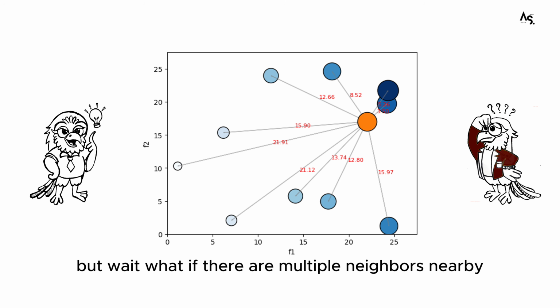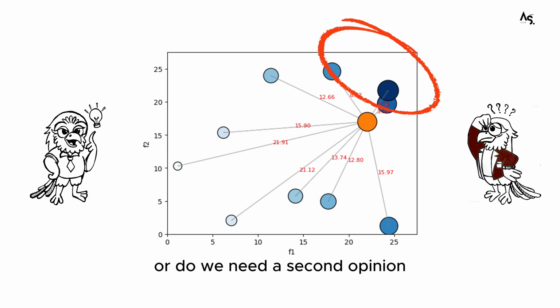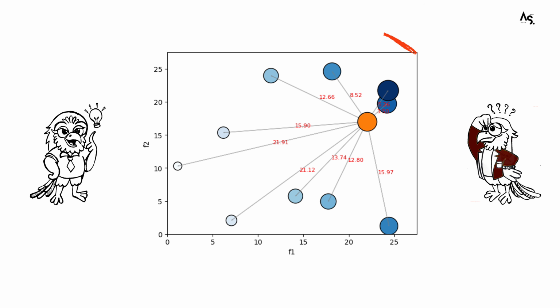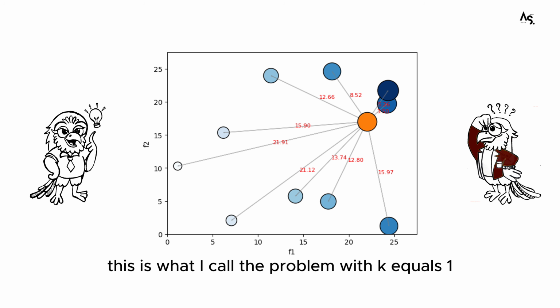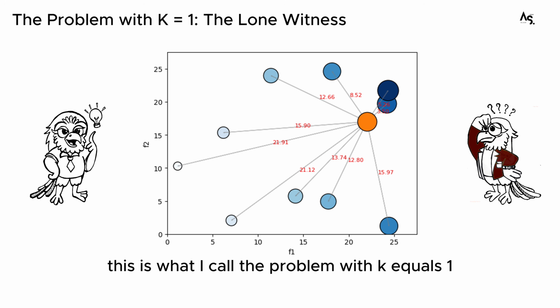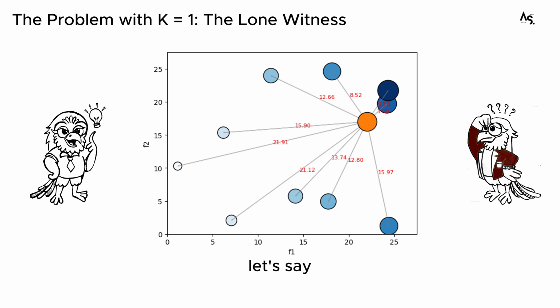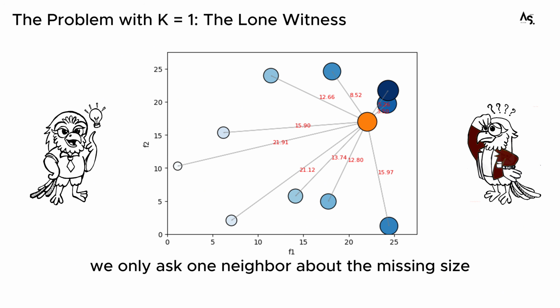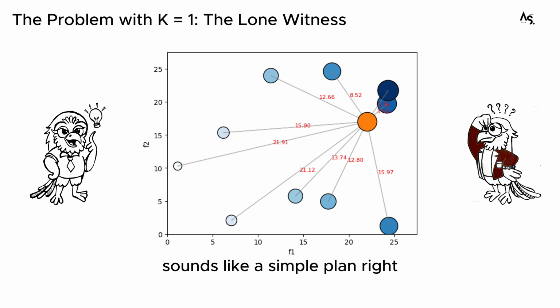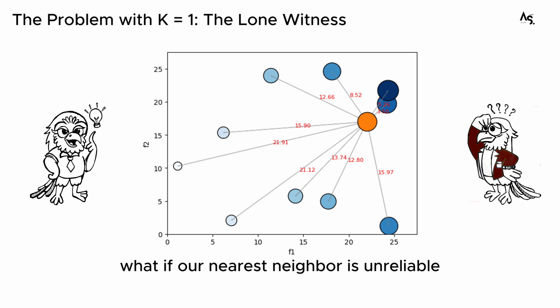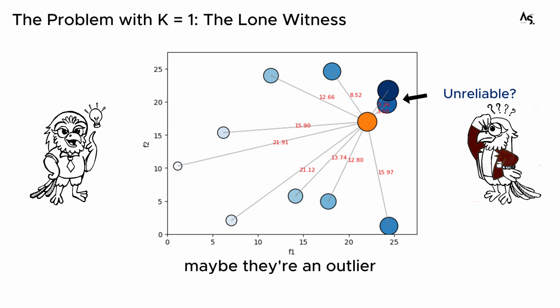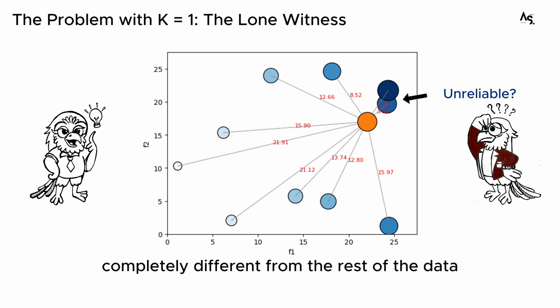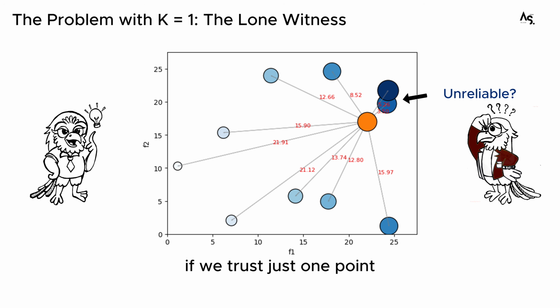But wait. What if there are multiple neighbors nearby? Should we just trust the closest one, or do we need a second opinion? Good questions. This is what I call the problem with k equals 1, the lone witness. Let's say we only ask one neighbor about the missing size. Sounds like a simple plan, right? But there's a catch. What if our nearest neighbor is unreliable? Maybe they're an outlier, completely different from the rest of the data. If we trust just one point, we risk making a wrong prediction.